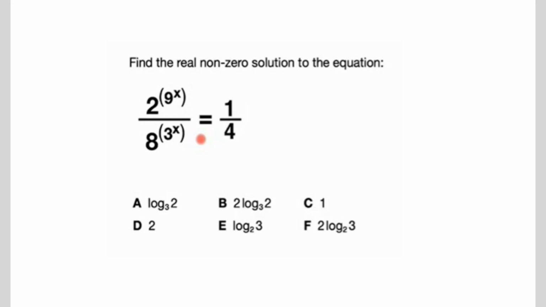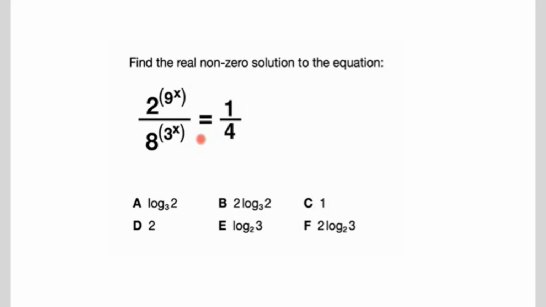Hello everyone. In this video we're going to be looking at how you can solve this question. It is a Cambridge entrance test question and it says we should find the real non-zero solution to the equation 2 to the power of 9 to the power of x over 8 to the power of 3 to the power of x, all equal to 1 over 4.